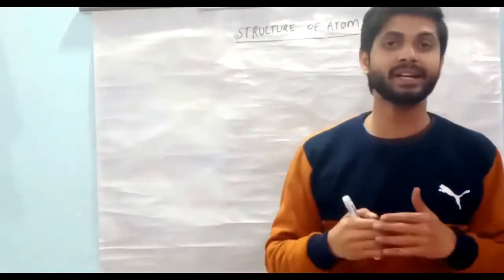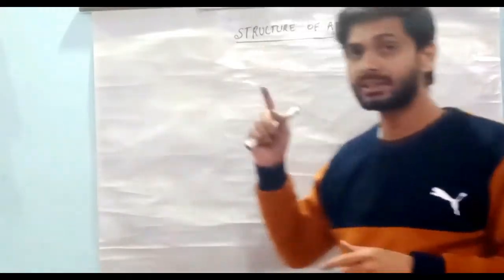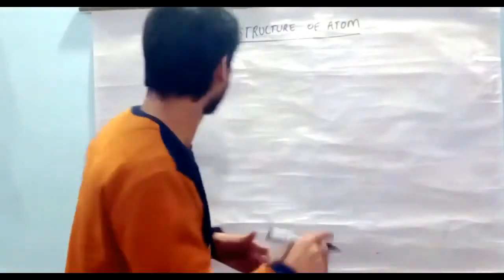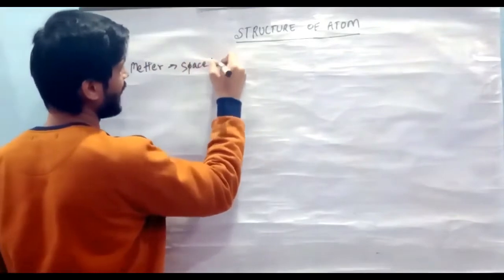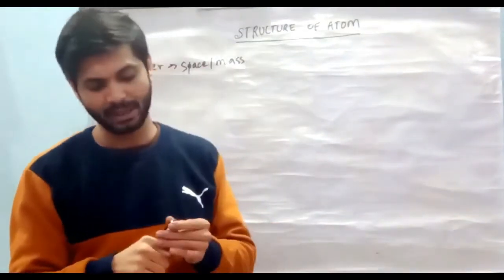Today in this video we are trying to understand the structure of atom. But before we understand the structure of atom, we have to understand what is matter and what is an atom. So what is matter? Matter is anything which occupies some space and has some mass. In the whole universe, anything which occupies some space and has some mass, I can say that it is made up of matter.